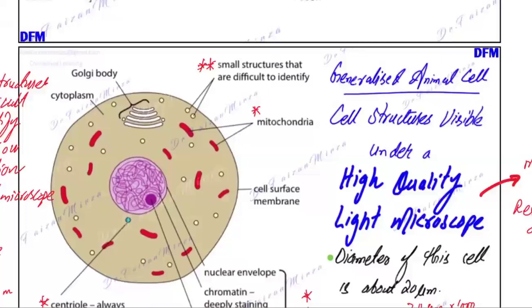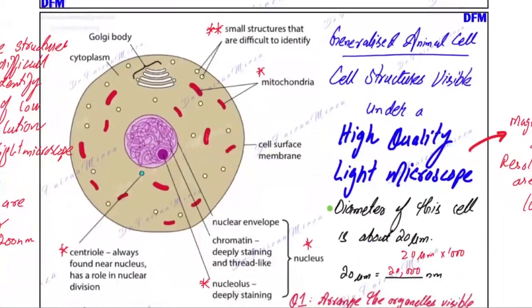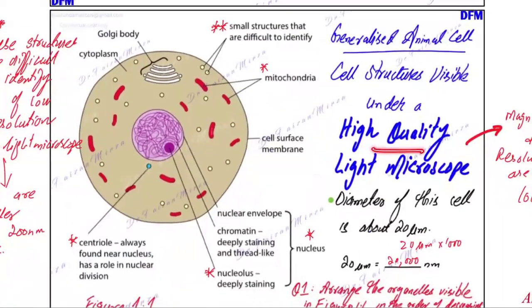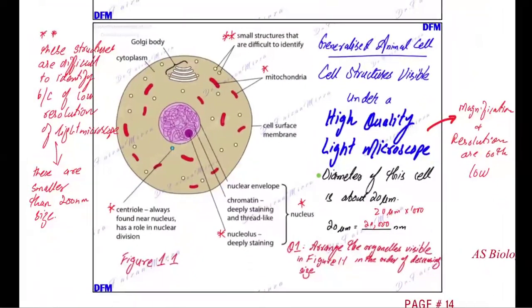Coming on to the cell structures generally present in an animal cell that can be seen using a high quality light microscope. What do we see inside an animal cell? We see the nuclear envelope, we see the chromatin, which is deeply staining and thread-like. We see the nucleolus, which is deeply staining. We see the nucleus. So this entire structure is what is visible in the light microscope. Together with this, we can see the centriole, which is always present near the nucleus. You can see this is a single spherical structure seen under the light microscope.